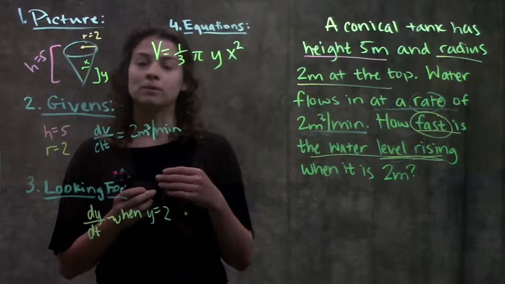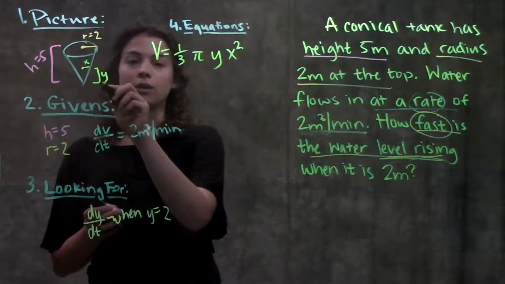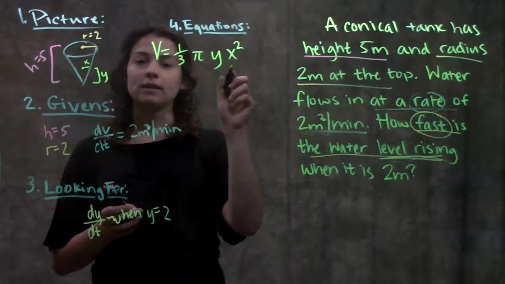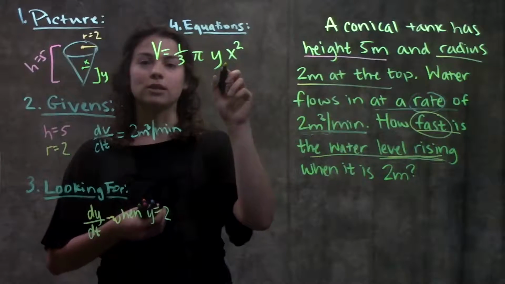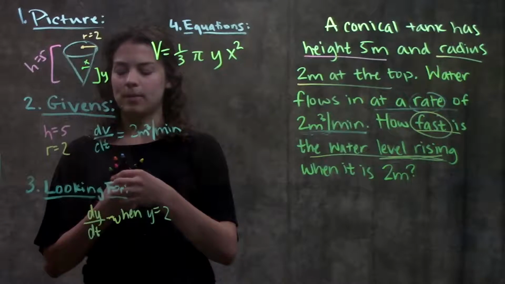This is one of those problems with similar triangles. We're going to use our big cone and our little cone relationship to have a relationship between y and x, solve for one of the variables, and plug it back into here so that this equation is written in terms of only 2 variables. So let's go ahead and set up our proportion.